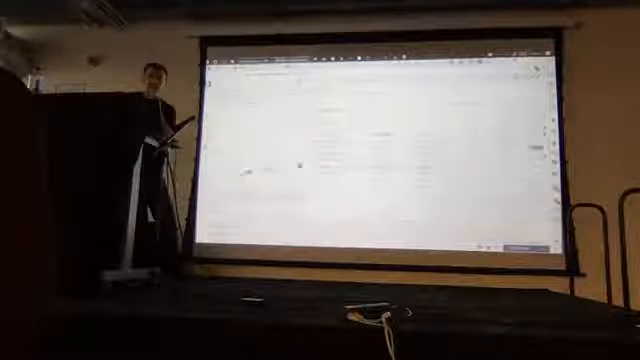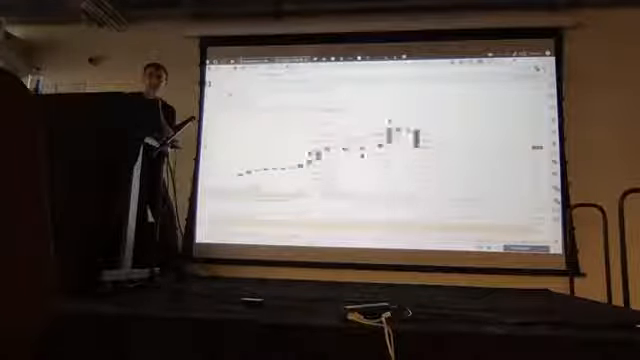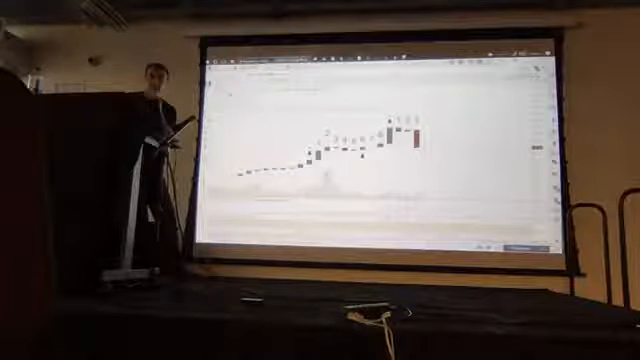I have too many tabs open. We're at 54 on CoinMarketCap. Nice.